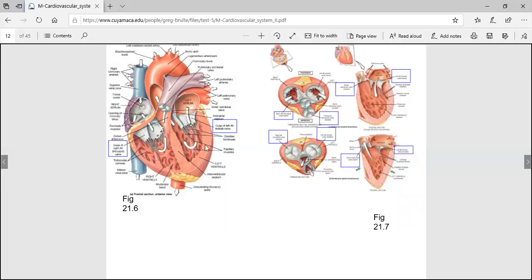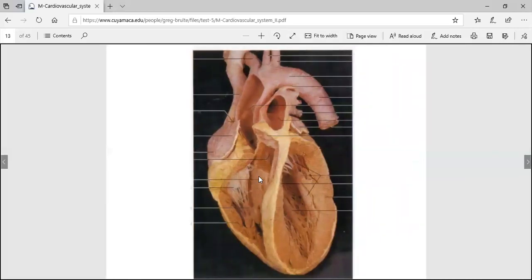I think you're starting to get it. All right. And there's a real heart. And you can see the ear-like flap. They call it the auricle.